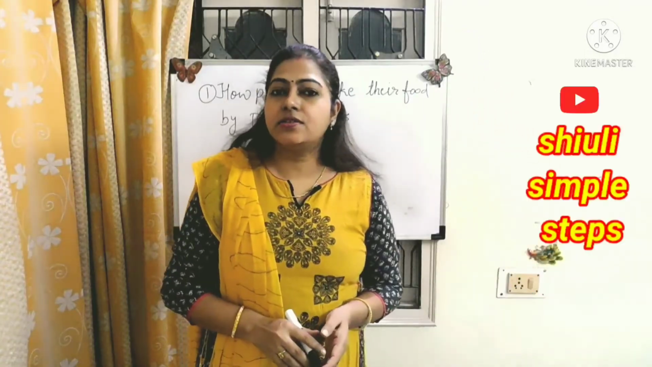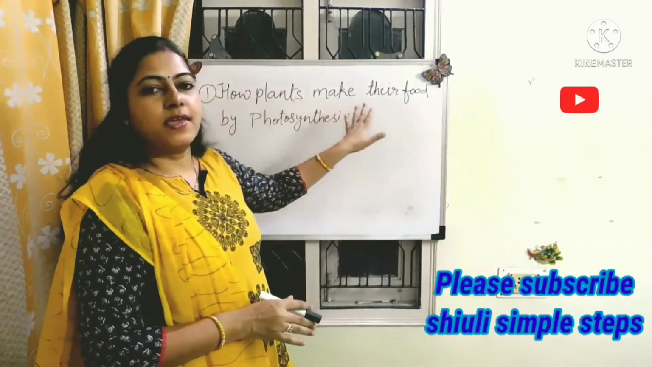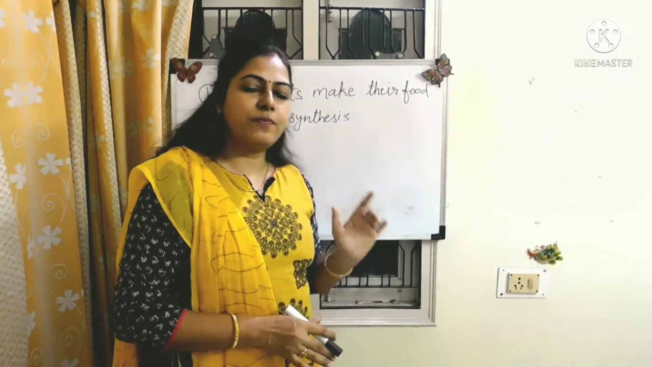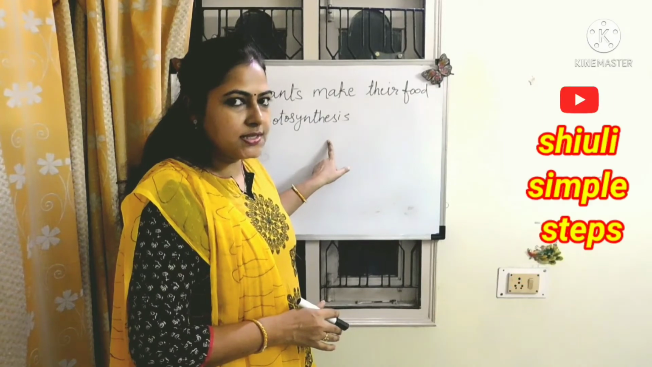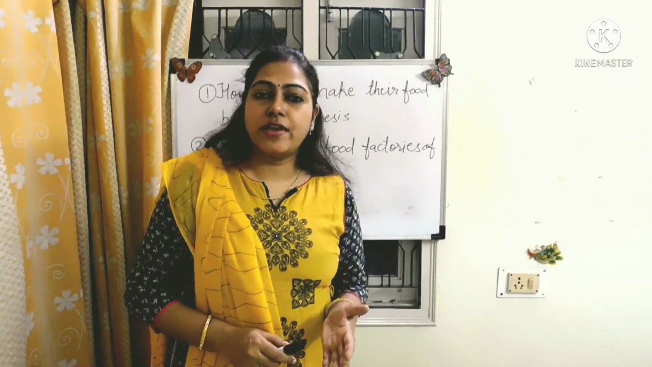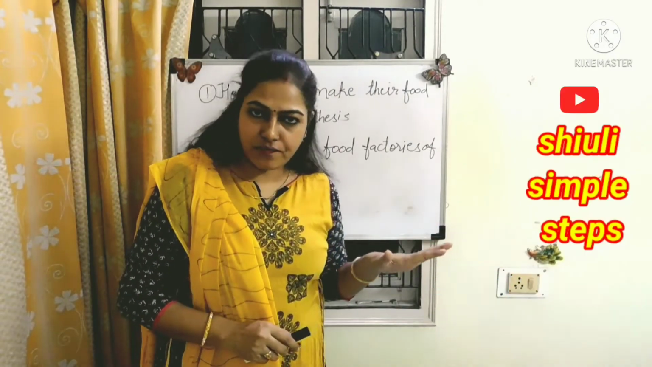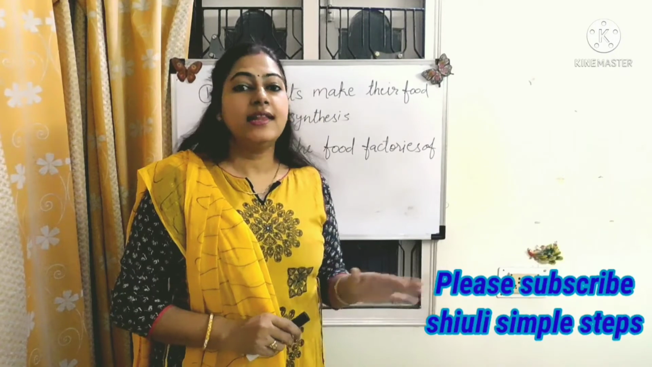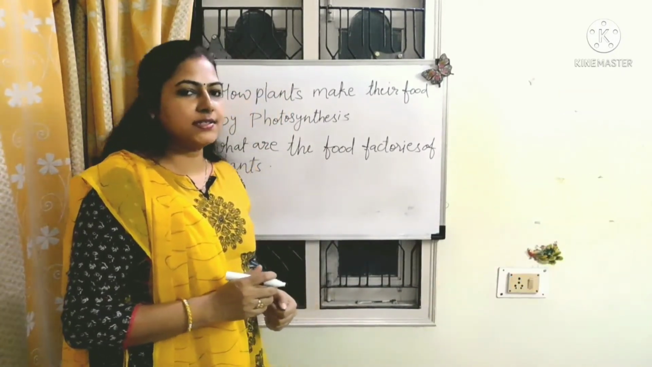Okay, so friends, today we have completed the topic how plants make their food. Okay, how do they form it? They form it by the process of photosynthesis. We learned about photosynthesis. Okay, next topic we have completed is what are the food factories of plants? They are leaves. Okay, leaves are known as food factories of plants.